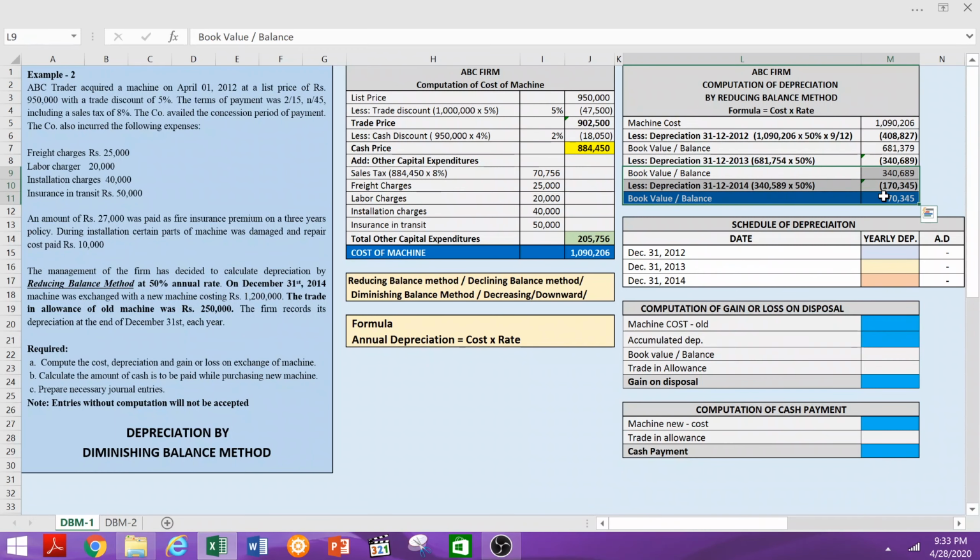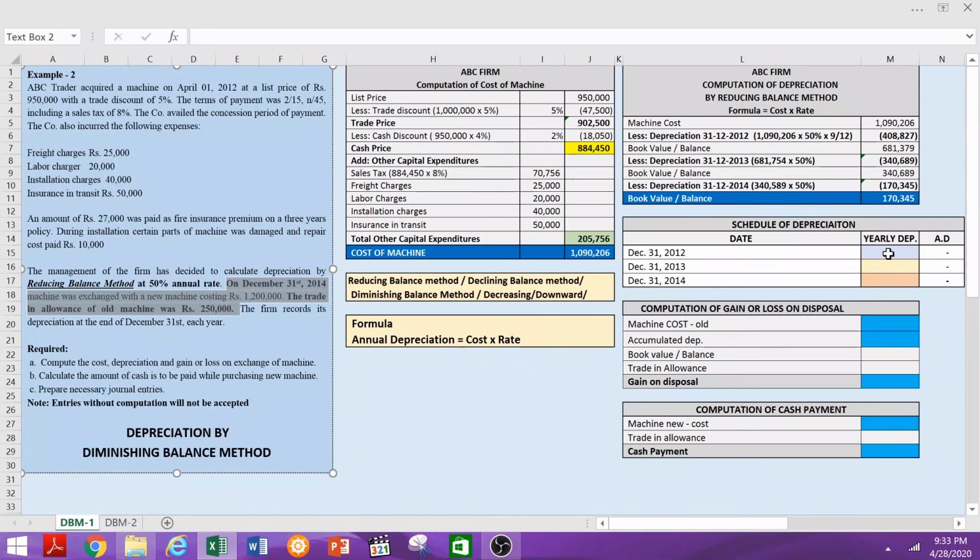Why are we calculating only up to 2014 and not beyond? Because we have used the machine for the year ended December 31st, 2014. Here we exchanged the machine. We have exchanged our old machine with the new machine, and the new machine's cost is equal to rupees 1.2 million, or 1,200,000, or 12 lakhs, and the trade-in allowance of the old machine is equal to 2,50,000. Clear?